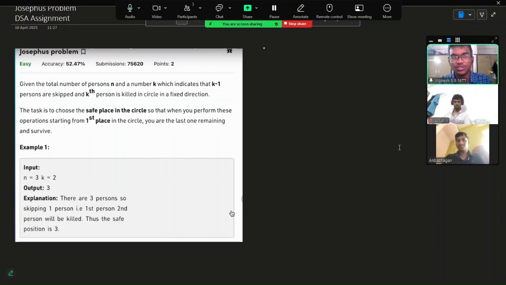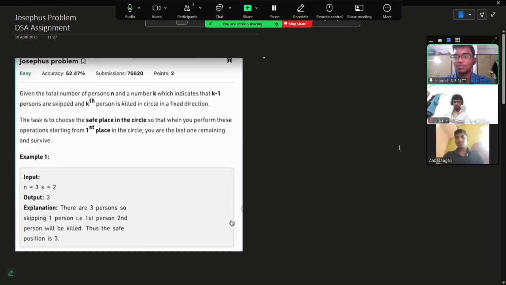Today, we are going to deal with the Josephus problem, which I would have mentioned to you previously. Basically, the Josephus problem is a famous data structures and algorithm problem, created long back in mathematics, and we have a data structure solution for that.